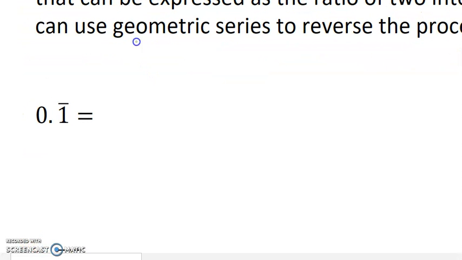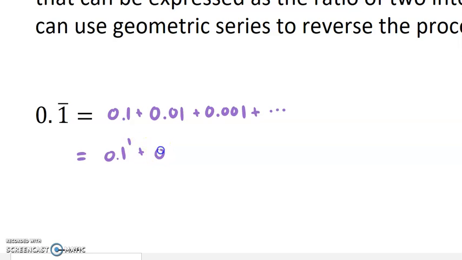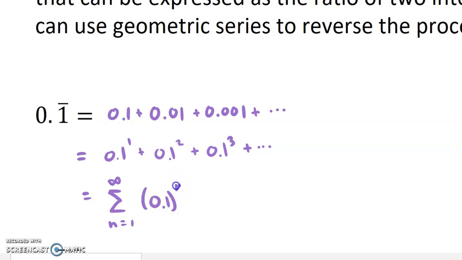Let's look at 0.1 repeating. This is the same thing as 0.1 plus 0.01 plus 0.001 plus etc. forever. And you should recognize this as a geometric series. We have an initial value of 0.1 raised to the first power, and then we have 0.1 raised to the second power, and 0.1 raised to the third power, etc. So we could write this as the sum from n equals 1 to infinity of 0.1 raised to the n.